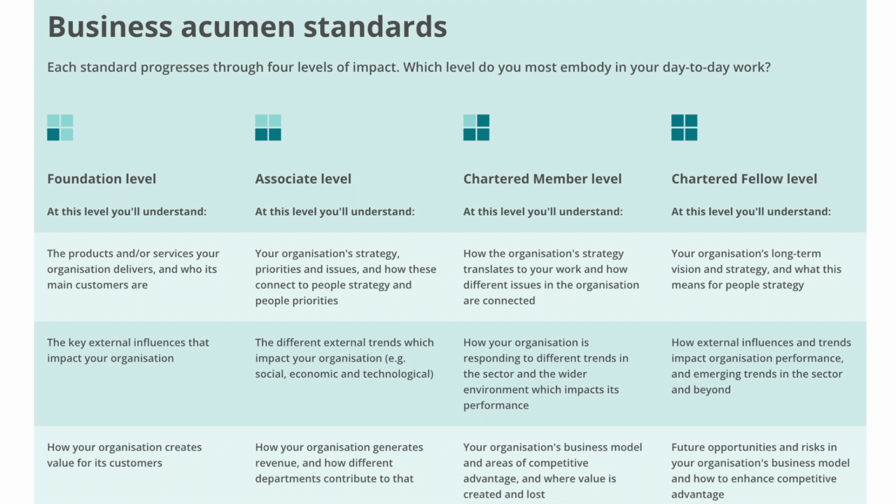At associate member level, you need to understand your business or organisation's strategy and how this will connect to the people policies that are being implemented. You also need to understand the different trends happening within your organisation externally. So what are the social, economic and technological trends that are happening right now?